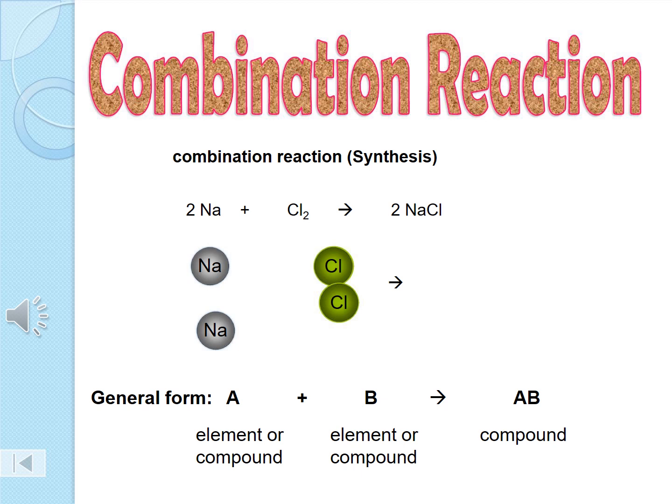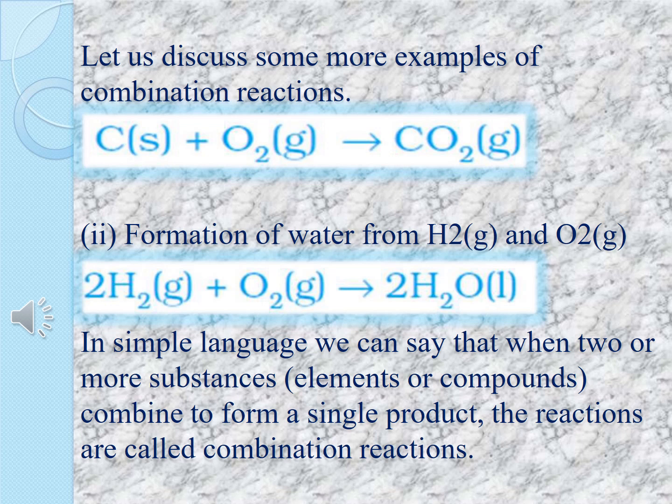If you combine sodium and chlorine, you get sodium chloride. So Na plus Cl2 gives NaCl. This is also one of the examples of combination reaction. The general form of combination reaction is A plus B gives AB, where A and B are reactants which give the product AB. Here are some more examples of combination reactions, like carbon plus oxygen gives CO2, hydrogen plus oxygen gives water.